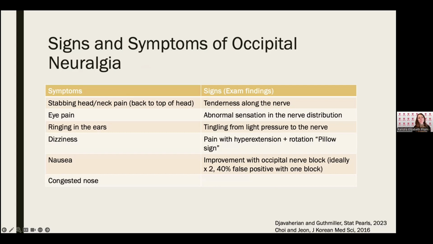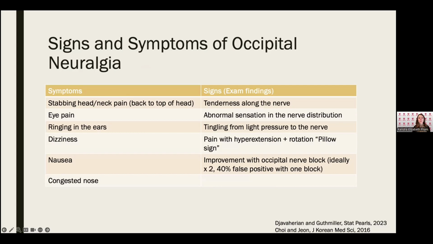And then people could have ringing in the ears, dizziness, nausea, even nasal congestion has been reported. And so this can make it kind of confusing because some of our primary headache disorders like migraine or hemicrania continua could have similar symptoms to this.